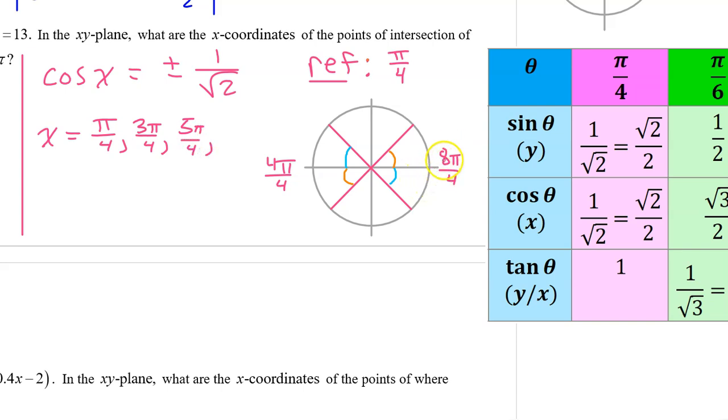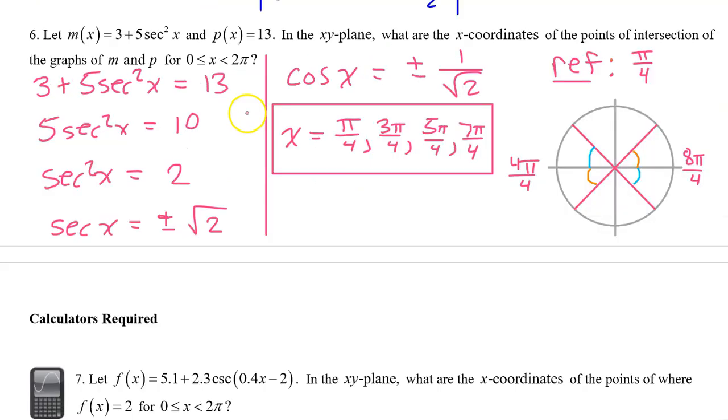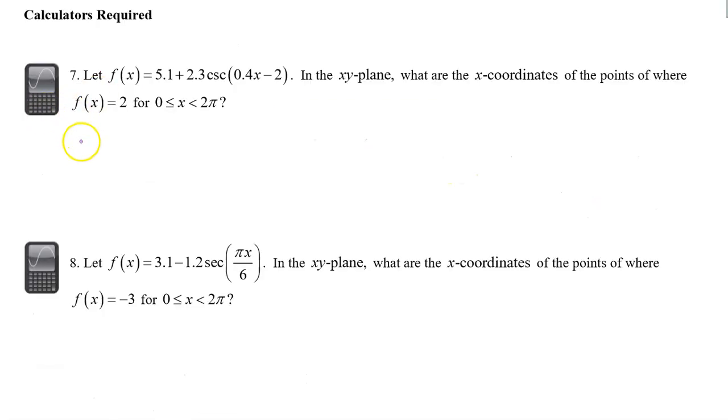We can think of 2 pi as 8 pi over 4. So the angle in the fourth quadrant with a reference angle of pi over 4 is pi over 4 less than 8 pi over 4. That is 7 pi over 4. So these are the x-coordinates of the 4 intersection points. The last 5 problems are calculator active.